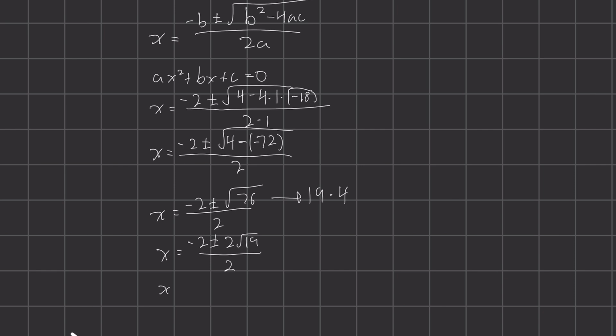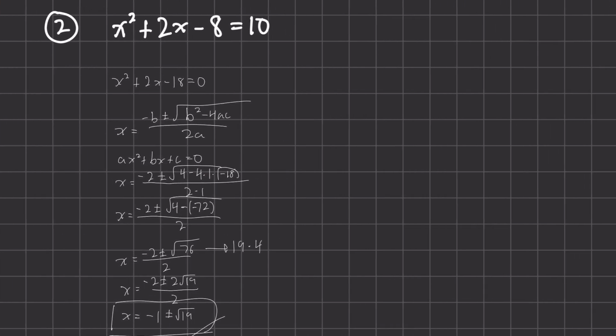And we can just divide both by 2. And so we get negative 1 plus minus root 19. And that is your full solution.